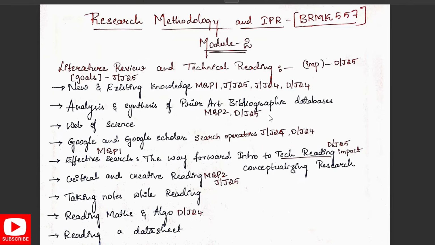This video is for the 5th semester's Research Methodology and IPR subject, subject code BRMK557. This is common to all the branches and we will be starting now with Module 2, Module 2 Part 1 video.